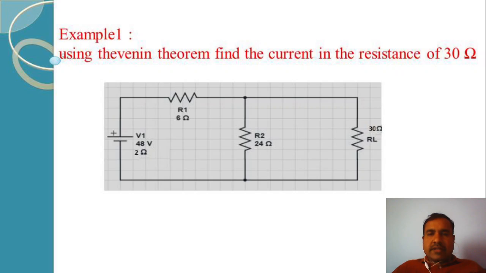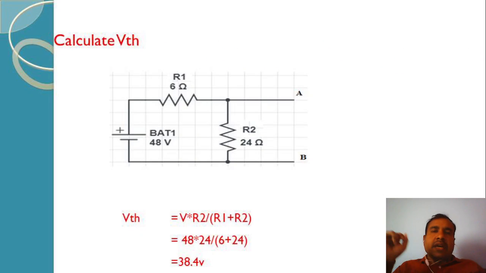Now to solve this, the first step is that we will remove the load resistance from the circuit and mark those terminals as A and B, and then we need to find out what is the voltage at those terminals. So here I have removed the load resistance at A and B, and I have marked them as A and B, and now I need to find out what is the voltage across A and B.